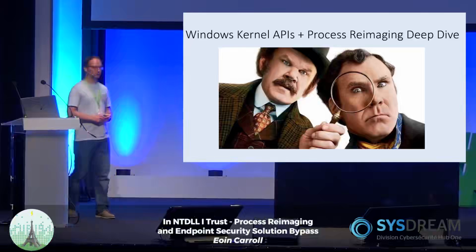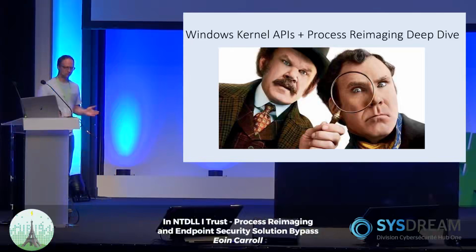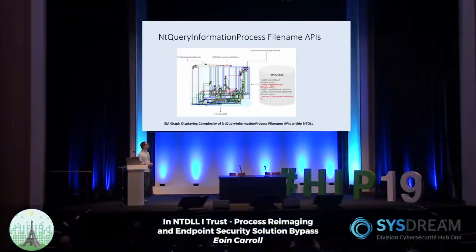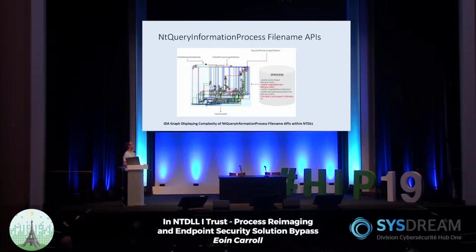So we'll go a little bit deeper now on the kernel APIs and what's actually happening under the hood and the reason for this. So there's numerous APIs involved here. We'll see a summary table in a moment, but there's 4 particular APIs. The first 3 APIs here, we have get module file name, we have process image file name, and we have query full process image file name.